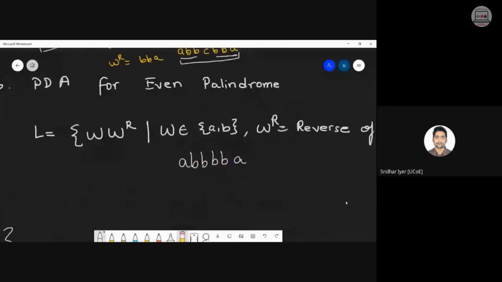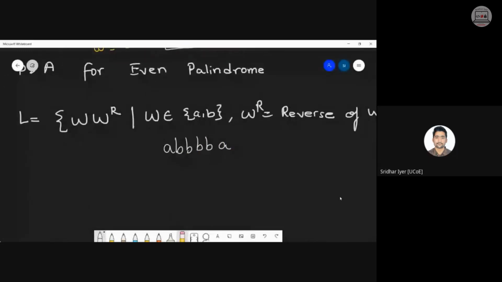Okay, so have a look. In the case of an even palindrome, we don't know what the middle of the string is. For an odd palindrome, it is very simple. What we can do is keep on pushing all the values till C, and once we reach C, we can start popping. That is the simplest logic, right?